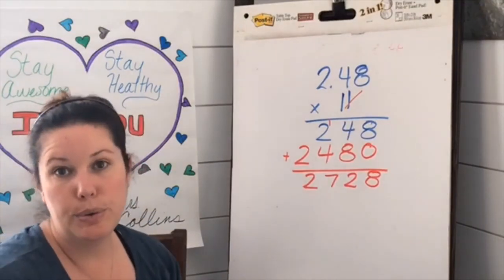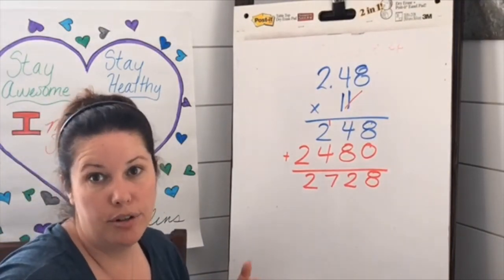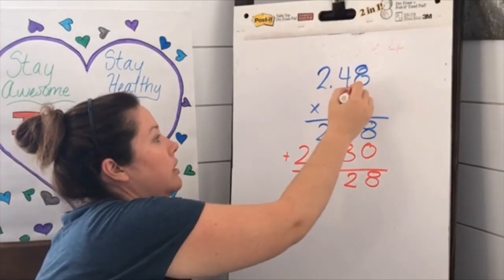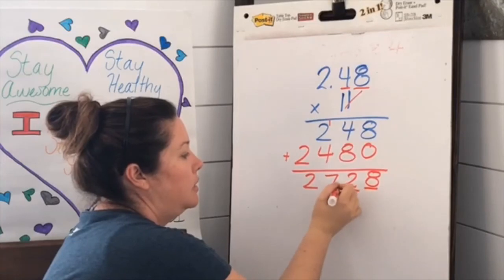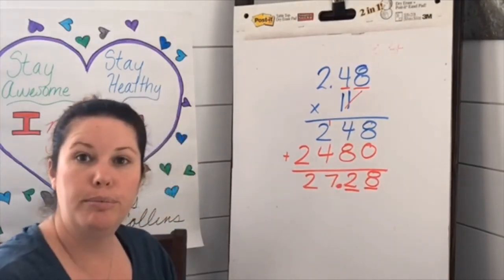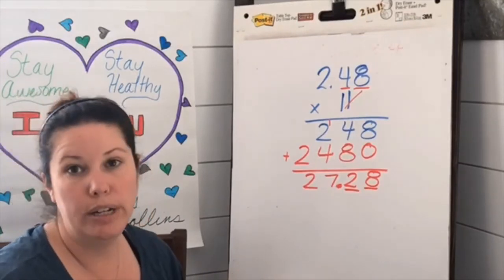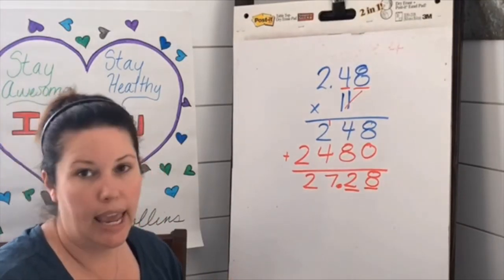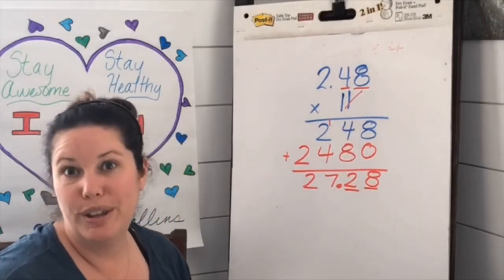And now here's where we put the decimal back in. So we count how many spaces are after the decimal. We have 1, 2 spaces. So I need to have 1, 2 spaces from the end, and there's my decimal. So all together, his paper clips are going to be 27.28 centimeters long. Okay? I want to show you another way to do it.